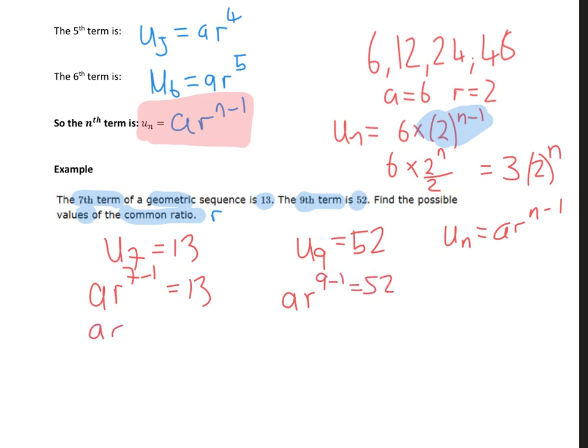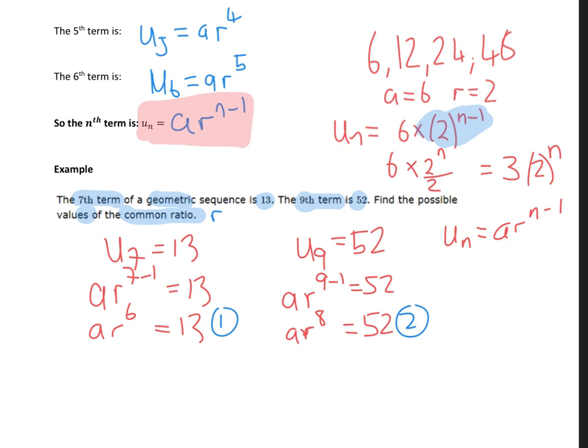So a r to the power 6 is 13. And a r to the power 8 is 52. So 2 simultaneous equations. Now, your calculator won't solve them this time because they're not linear. So I number them 1 and 2. Now this time, I could rearrange to get a equals or r equals and sub it in. But the quickest way, if you look, this might look familiar when we did a bit of trig.